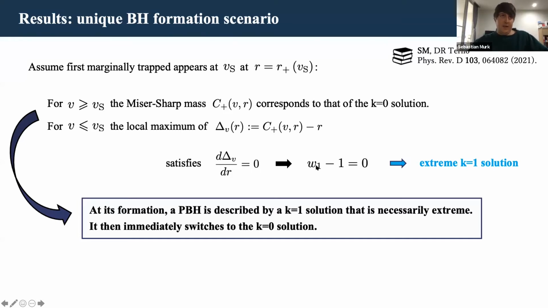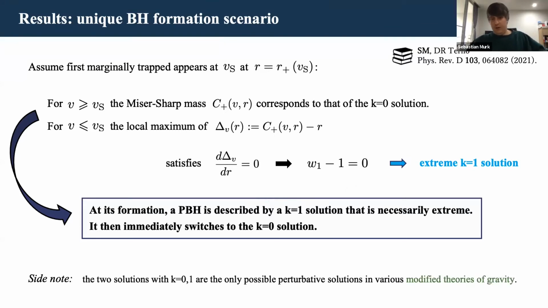So what this tells us is that at the instant of its formation, a physical black hole is described by this K1 solution that is necessarily extreme. And we found that then immediately after, the behavior actually switches to the K0 solution. And just as a side note, we were also able to provide some arguments that actually show that these two classes of solutions are the only possible perturbative solutions in various modified theories of gravity.